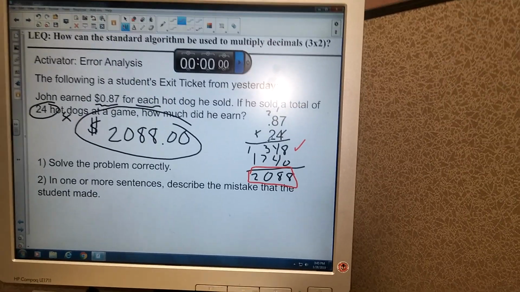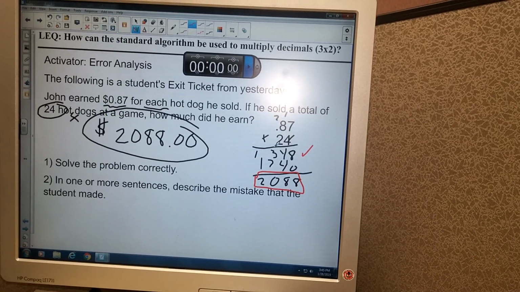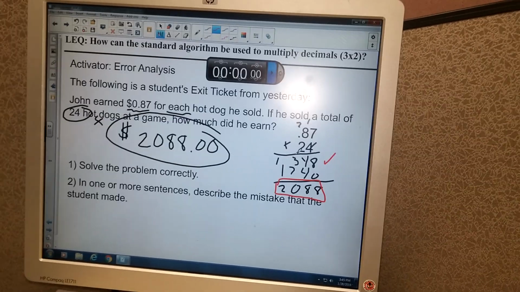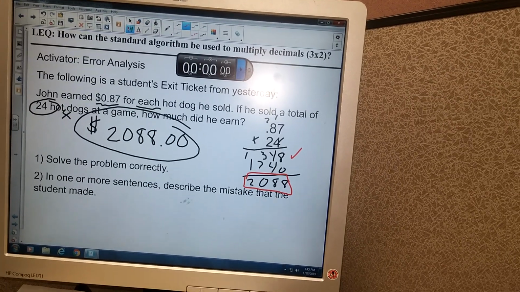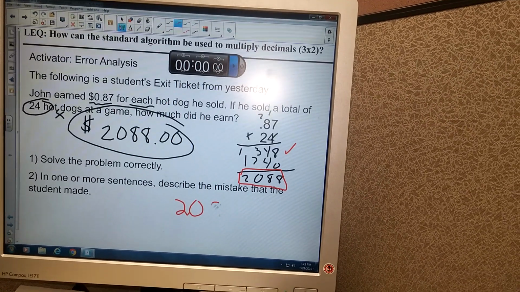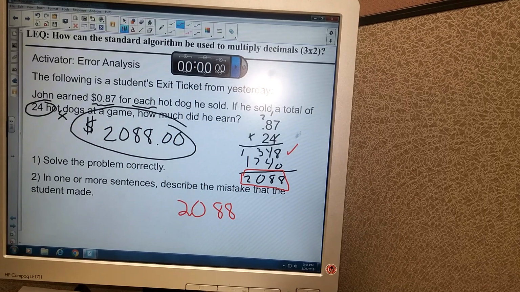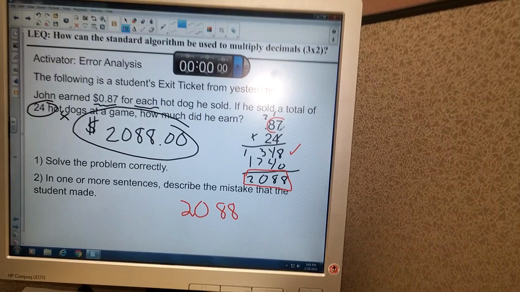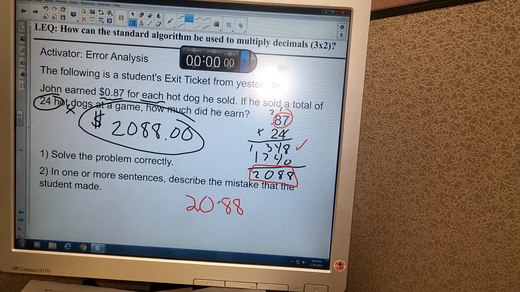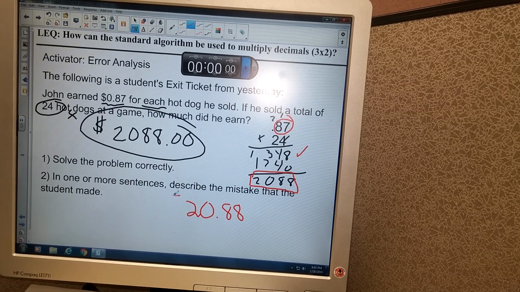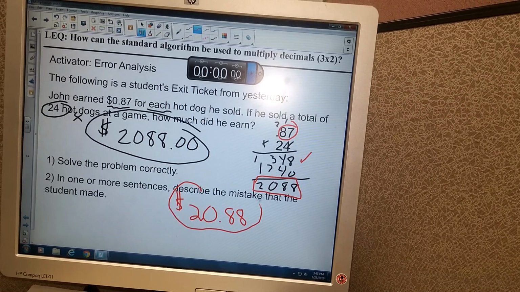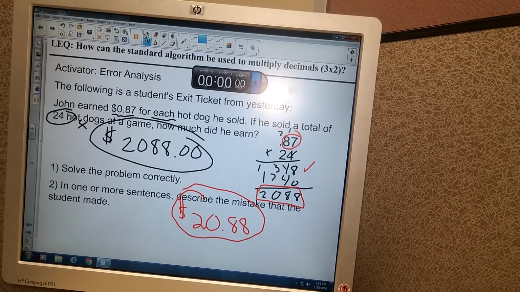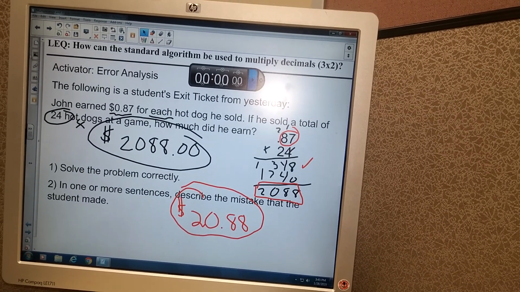But when I think about this, if he's charging 87 cents per hot dog and he sells 24 hot dogs, there's no way he's going to make $2,088. Looks to me like what the student did not do is notice there are two numbers after the decimal place. So in my product, my answer, there has to be two numbers after the decimal place. And $20.88 is a much more reasonable amount than making $2,088.